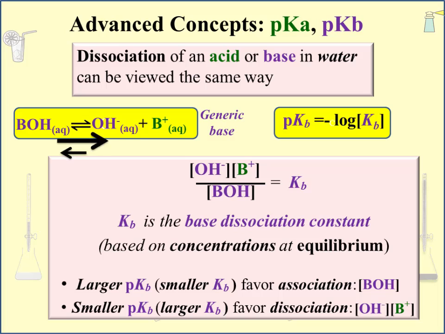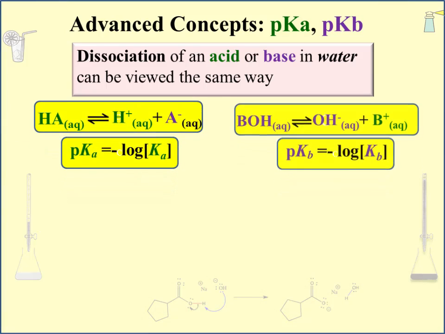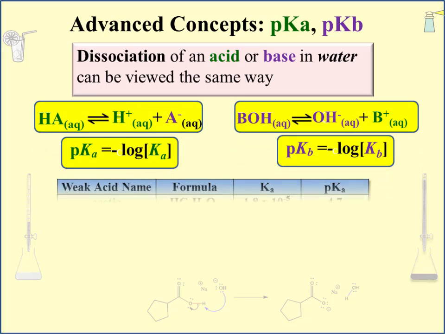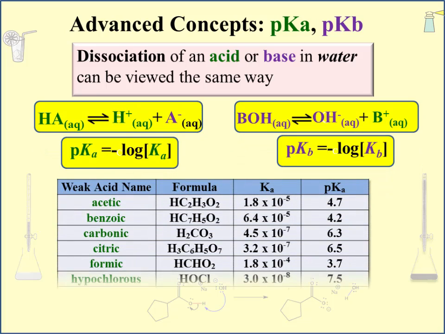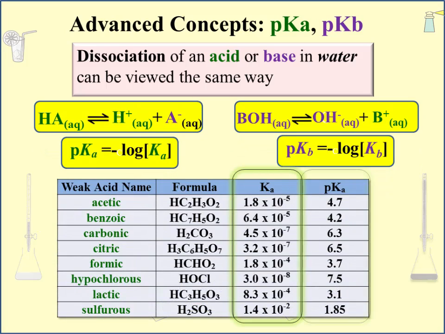Generally, students at this level of chemistry will only need a basic understanding of how pKa or pKb can give the strength of an acid or base. That is, given these generic reactions and a table of acids or bases with dissociation constants, the student should be able to recognize relative strengths of the acids and bases. For example, which is the weaker acid, the 1.85 pKa sulfurous acid or the 7.5 pKa hypochlorous acid?